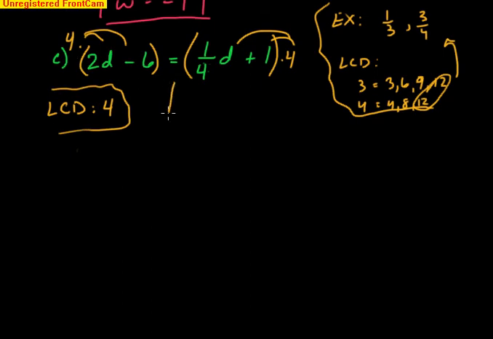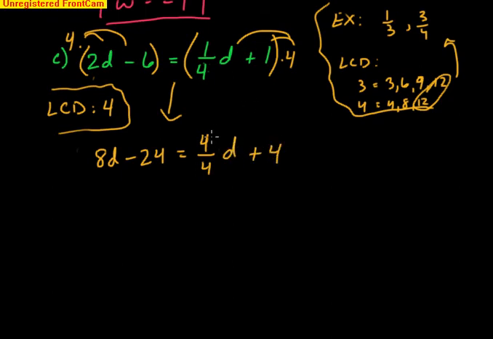So I'm going to come down below. 4 times 2d is 8d. 4 times negative 6 is negative 24. 1/4 times 4, the 4 goes to the top only. The denominator stays the same. And 4 times positive 1 is positive 4.